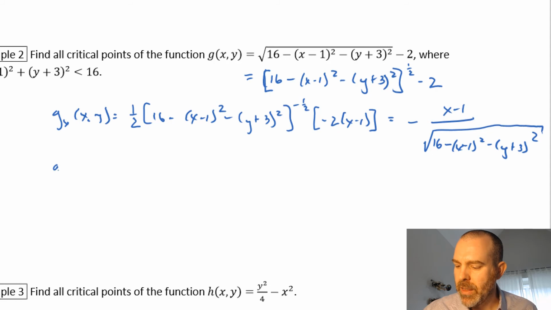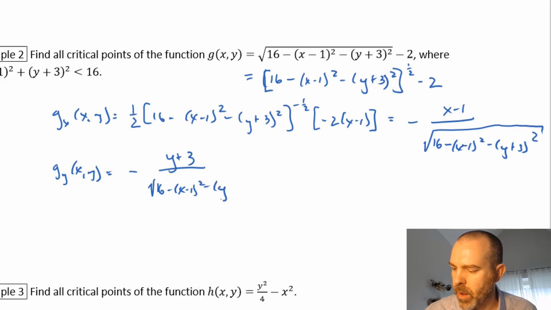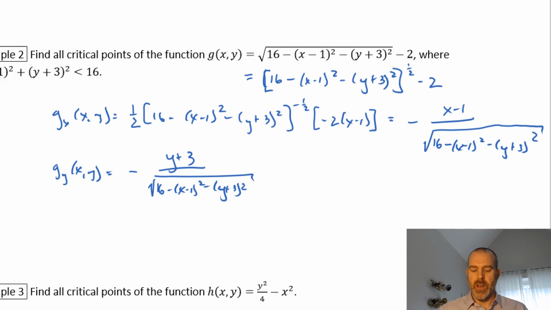And then similarly, the derivative with respect to y is going to be the same idea. I'll let you try that on your own. That is negative (y plus 3) over the square root of 16 minus (x minus 1) squared minus (y plus 3) squared. Okay, we want to set both of those equal to 0.